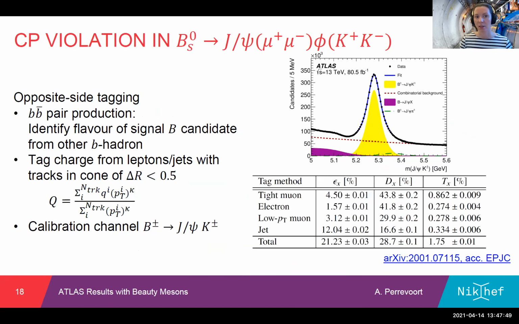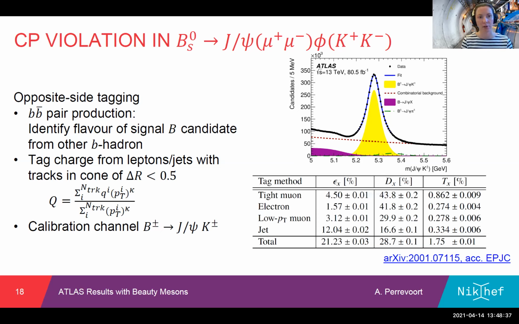So opposite side tagging: B sub S are never produced on their own, always in B B bar pairs. So to know the flavor of our B candidate at production, we can have a look at the opposite side b-hadron. This can be done by checking the charge of, for instance, leptons that come from a semi-leptonic B decay. But usually this has a bit of dilution from, for instance, B to B oscillations or B to c to lepton transitions. So we are more sensitive if we collect all the charges in a cone around our object of interest. This is called the tag charge.